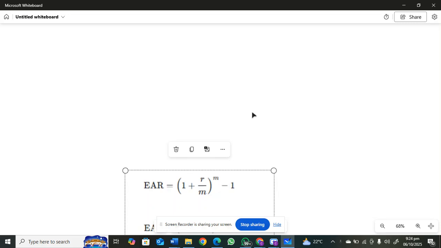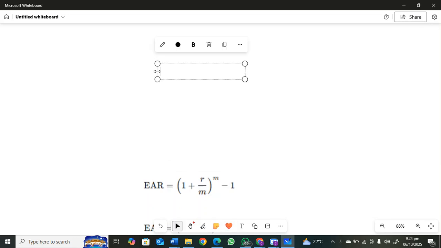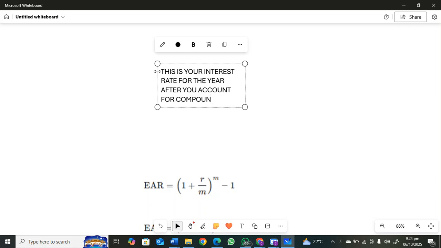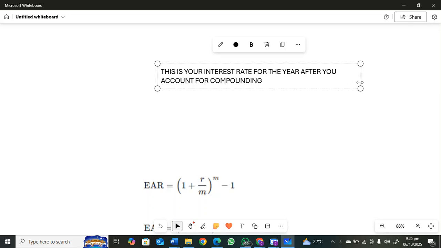Okay, so we're looking at the effective annual interest rate. Let me type it out here. This is your interest rate for the year after you account for compounding. Okay, colleagues? Your interest rate for the year after you account for compounding.